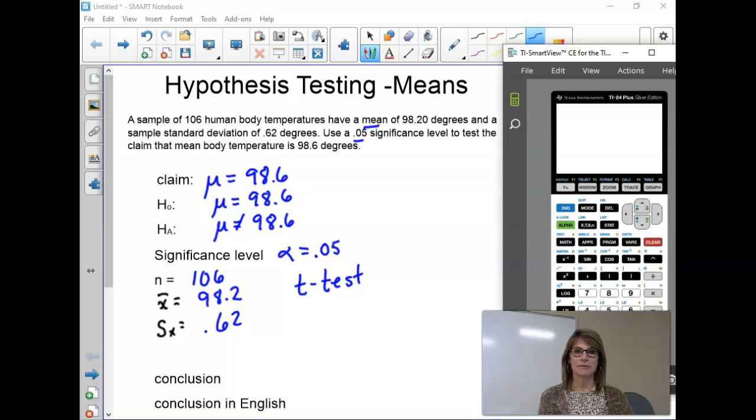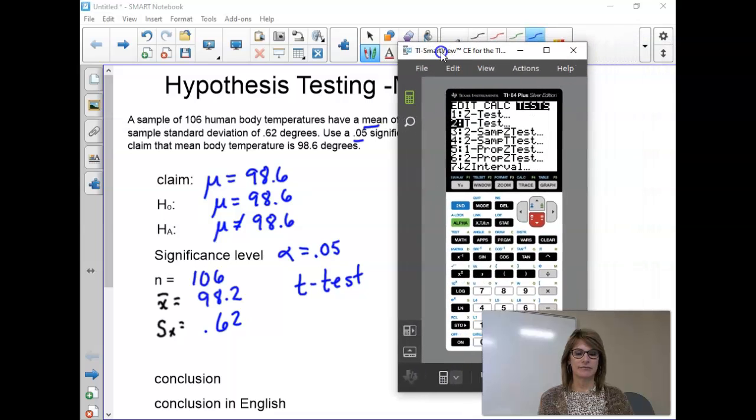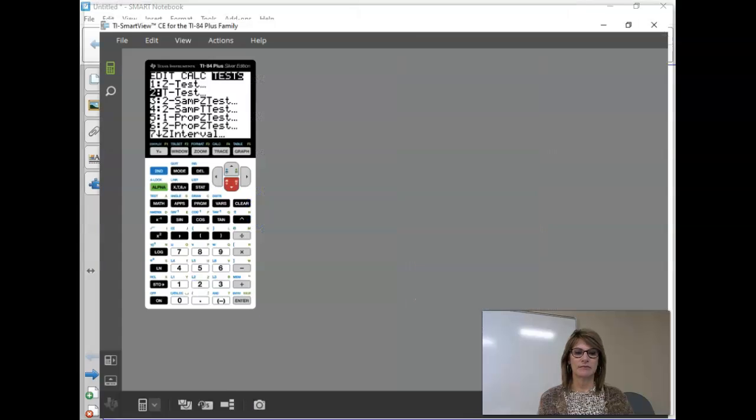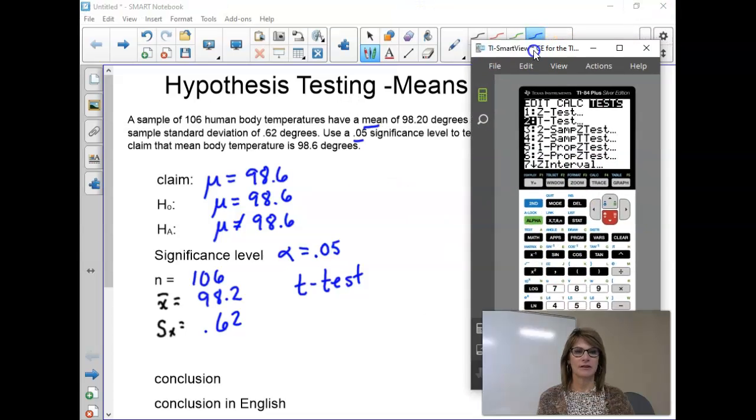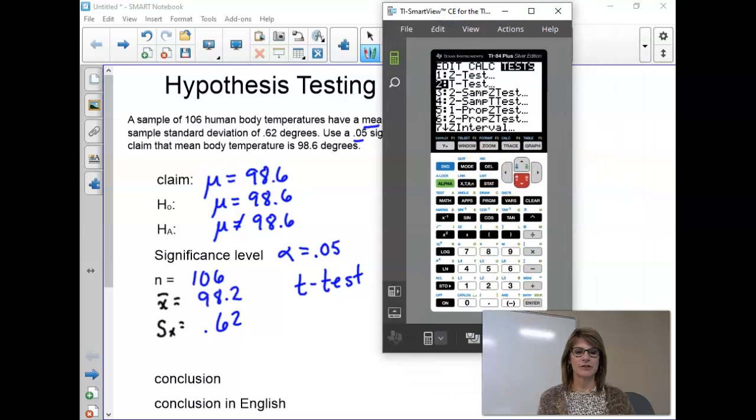Okay, so grab your calculator, I'll get mine, and go over to test. Stat, test. We have lots of tests. The one we're going to use for the mean is going to be a t-test. I want to get everything on the screen at one time. Okay. Enter t-test.